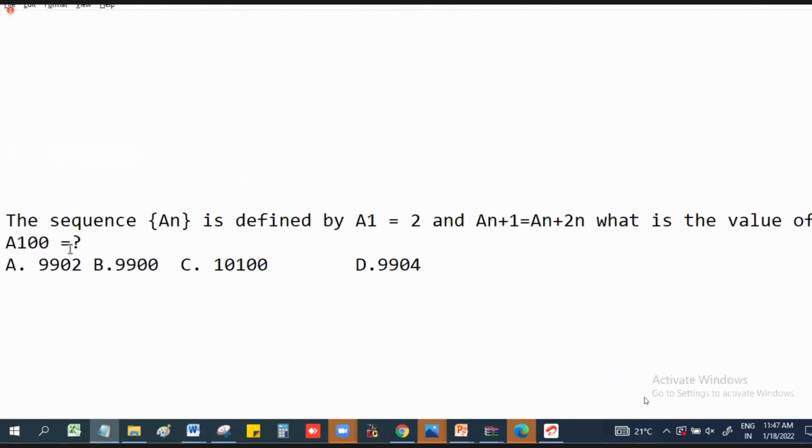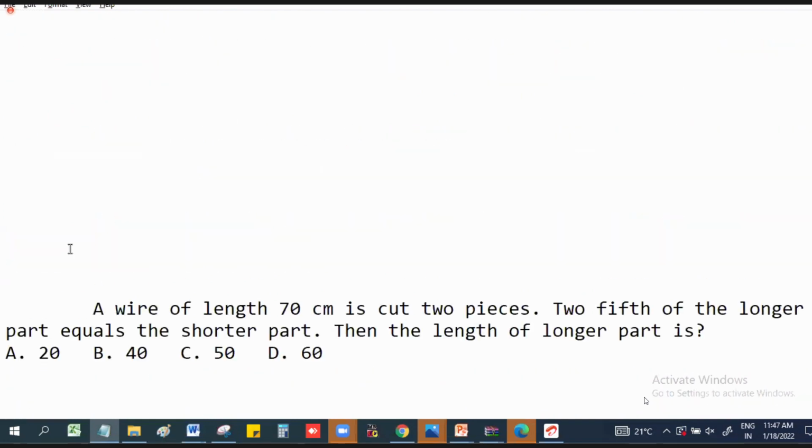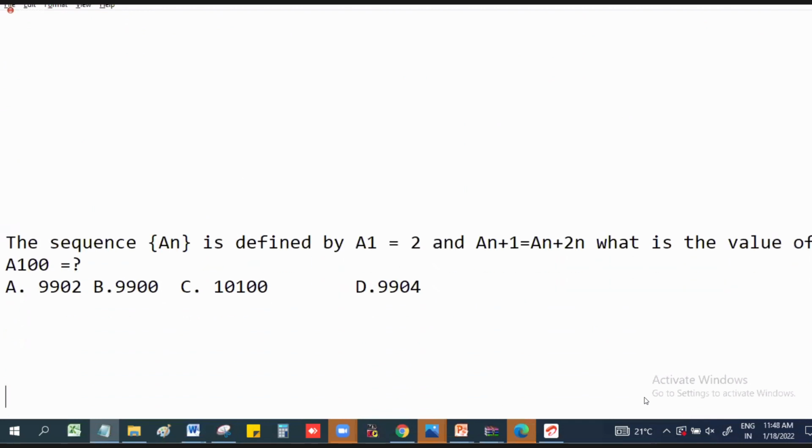with the concept of... If you do those questions with option verification, that would be great.